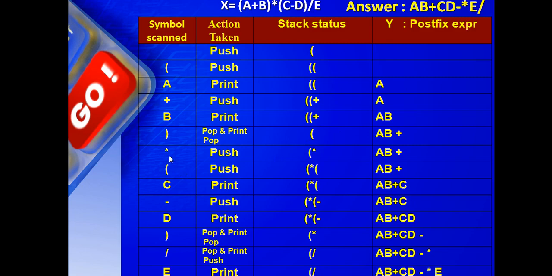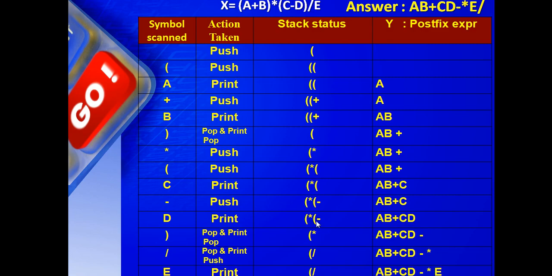Now star operator, no operator present on the top of the stack, push it. Next left parenthesis, push it. Next C operand, print it. A, B plus C. Your stack is left parenthesis, star and left parenthesis. Now minus operator. No operator present here, so push it. Then D, straight away print it. The stack remains same. Now you got a right parenthesis.